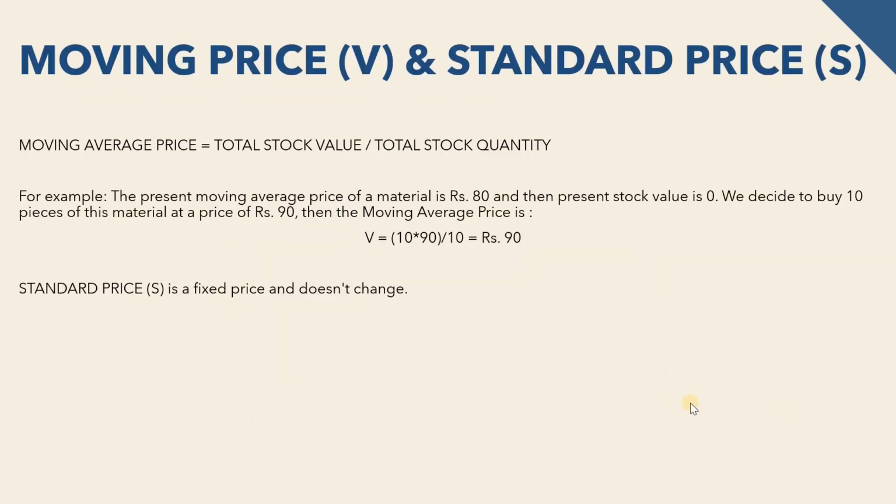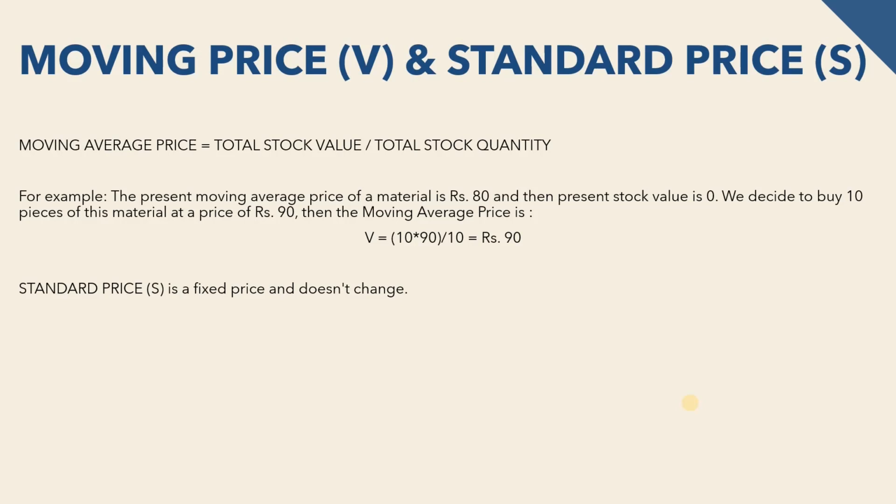Now these materials will have the moving price, whose short form is V, and standard price, which is S. What is the moving price, or moving average price, meaning? It means the total stock value divided by total stock quantity. This is the formula you have to use to calculate the moving price. So the raw material which I have shown you, ROH, will always have the moving price, always remember this, and the finished goods, or you can say finished products, will have the standard price.